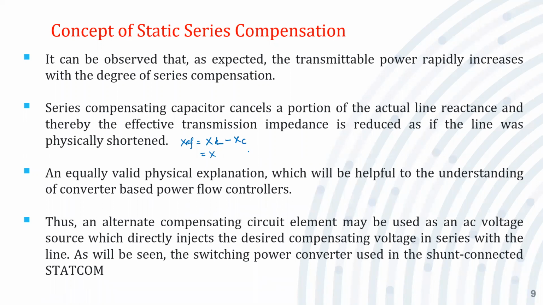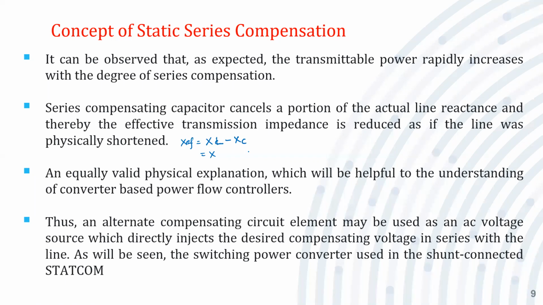It indicates that now the transmission line is not 400 kilometers, but only a 250 or 300 kilometer transmission line. So virtually we are reducing the length of the transmission line by series compensation, and therefore it is also called line length compensation. An equally valid physical explanation, which will be helpful in understanding converter-based power flow controllers. So definitely there are two types: one is impedance control, and the second is converter control, switching converter based.